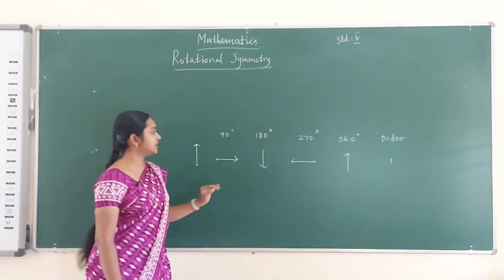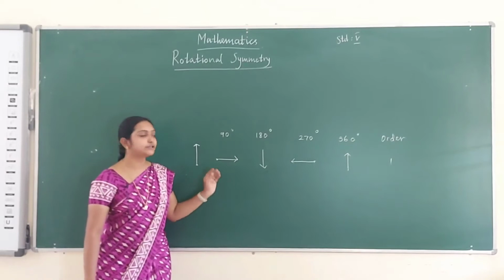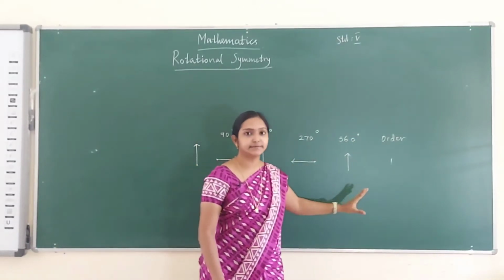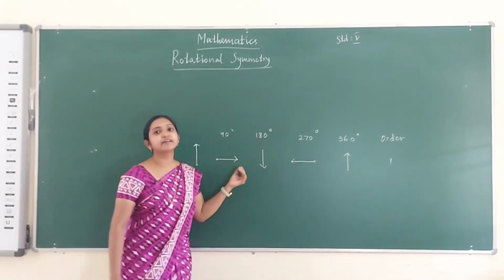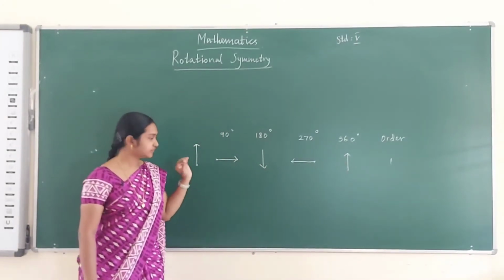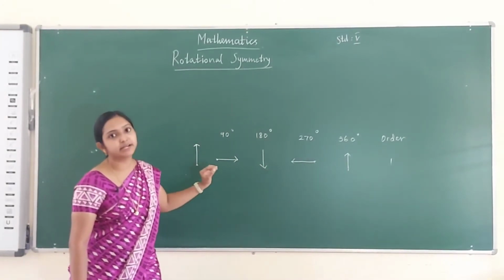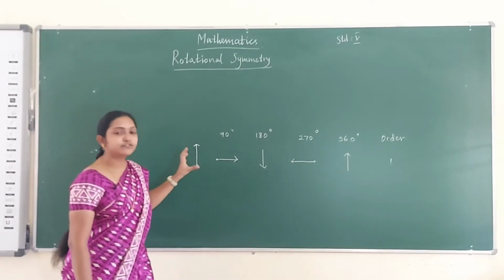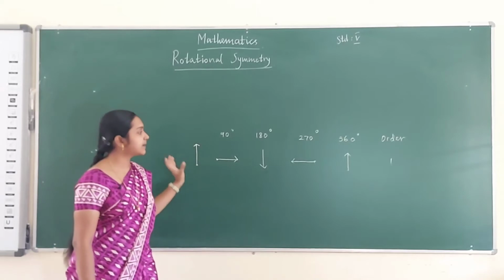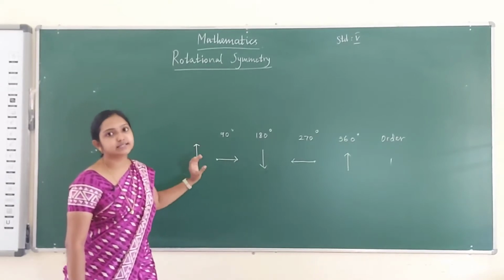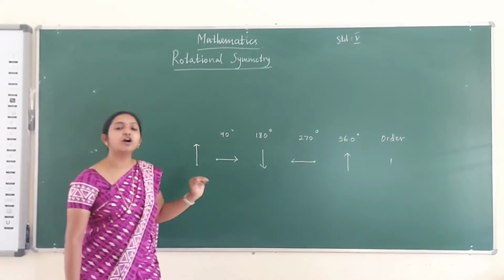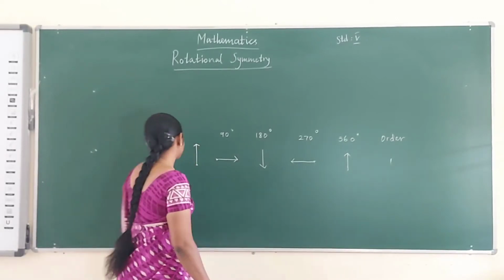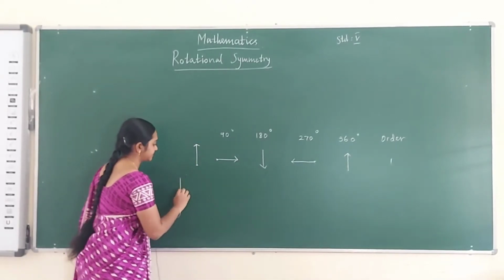It does not mean we should rotate it exactly to 90, 180, 270 or 360 degrees. The object must have a complete rotation. It does not depend on the degree. We should rotate it through its complete rotation, that is 360 degrees, and we have to look how many times it looked the same. Now consider a square.